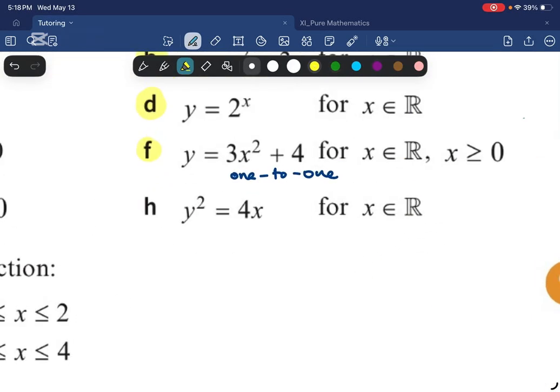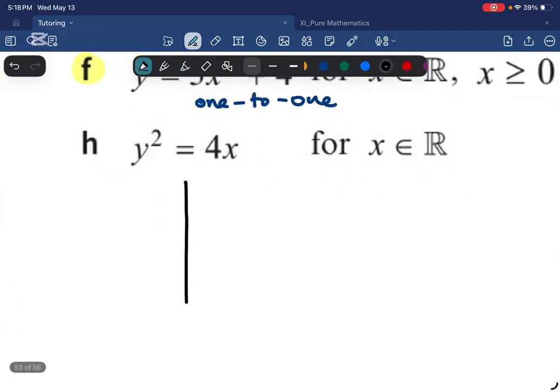y squared is equal to 4x. So y squared is equal to 4x. Let's try to visualize the graph, right? So y can only be positive because it's y squared, right? Output values are only going to be on the positive side.